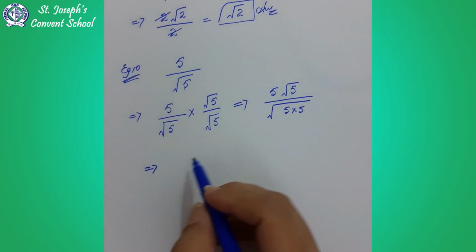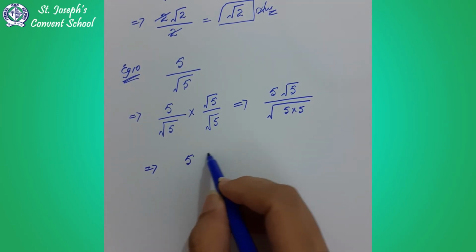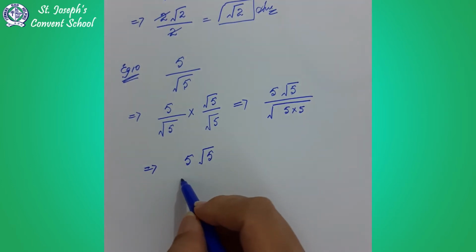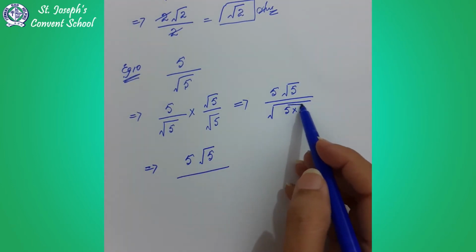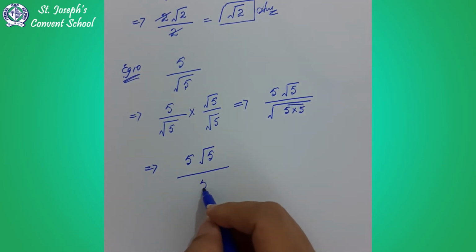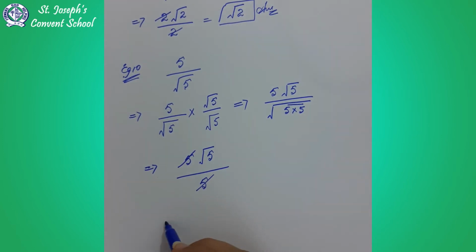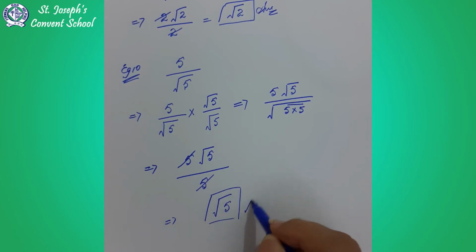Now what will happen? The numerator will remain the same, 5 under root 5, divided by, this is a pair, so a pair you write once without root, so 5. This 5 and 5 are cancelled, so remaining is root 5. Root 5 is the answer. I hope you have understood this type.